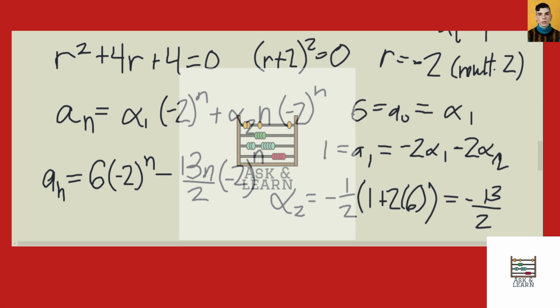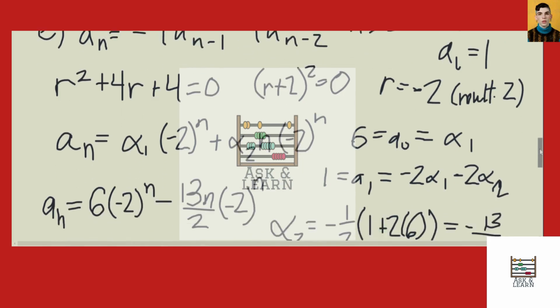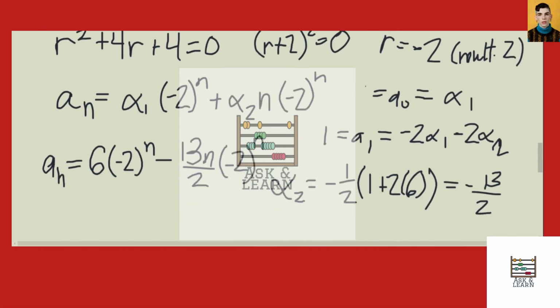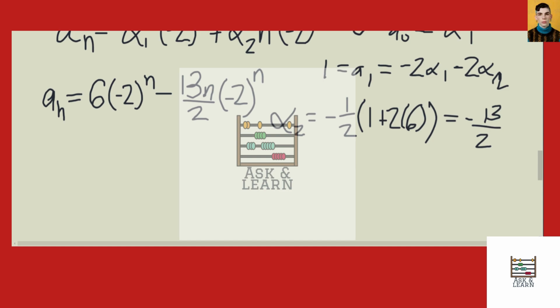I think a mistake was made in copying this problem from the book. So for part E, we should have that a_0 is going to be 0. And so it follows that alpha 1 is going to be 0, and therefore that alpha 2 is going to be negative 1/2 times 1 plus 2 times 0, which is simply negative 1/2.